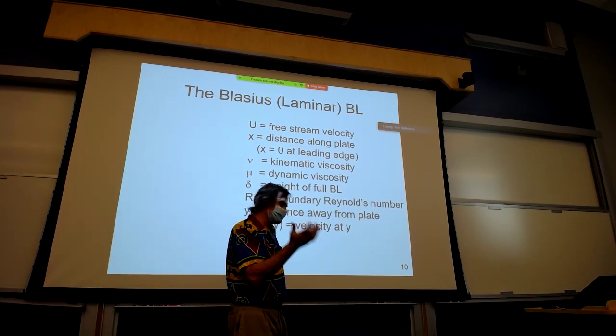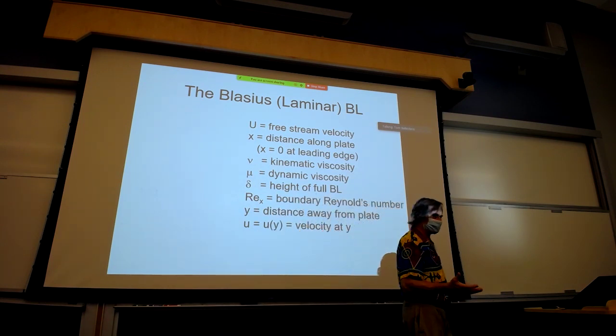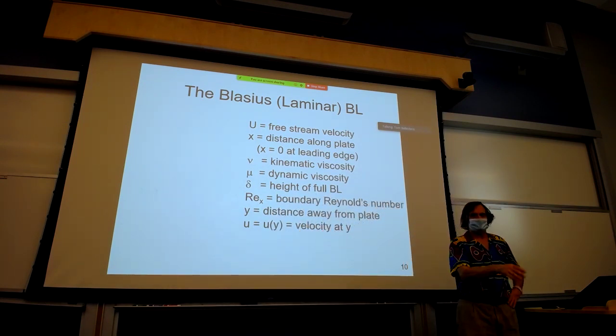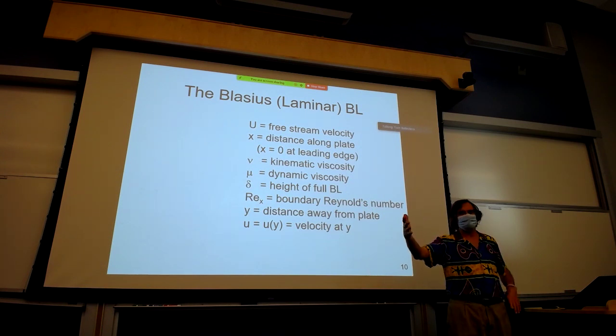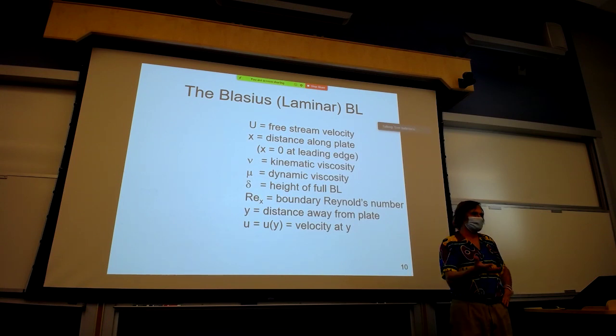So the first one is the free stream velocity, capital U. That could be, for example, the velocity of a train moving through a quiescent fluid, air, and you have a relative velocity. That could be the bottom of a barge. That could be a golf ball. All of these are boundary layer features.